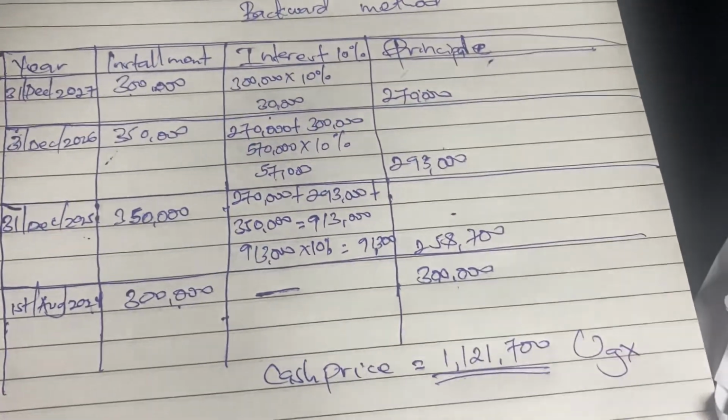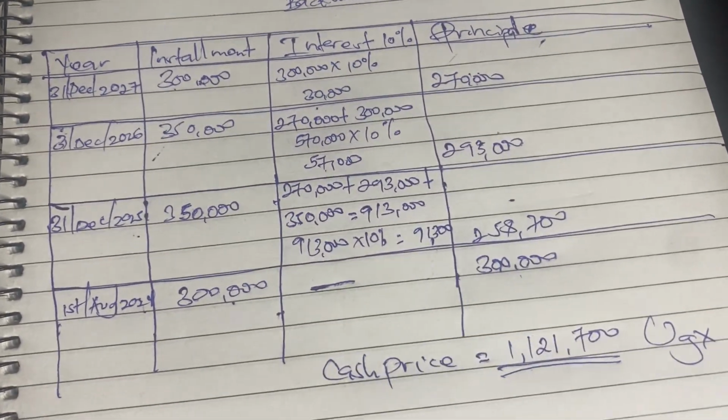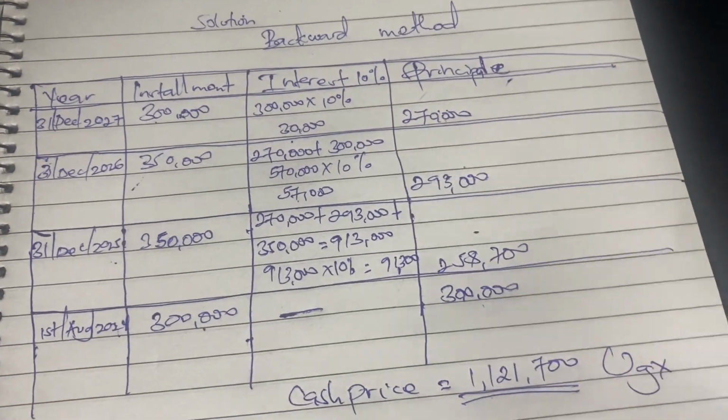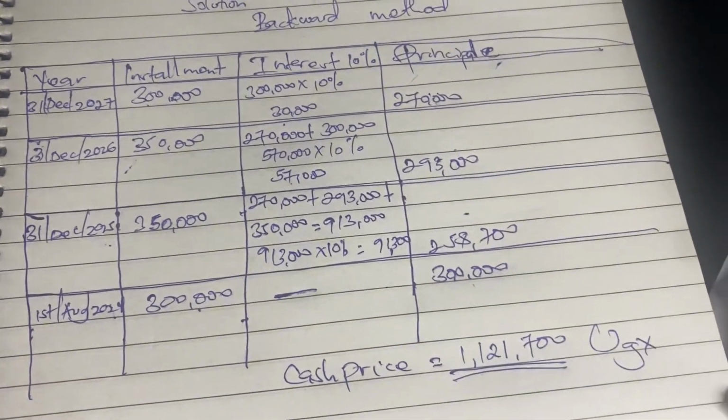So when we are calculating for the cash price, this is what we do. We use the backward method to calculate for it. Yeah, so that is all about hire purchase.